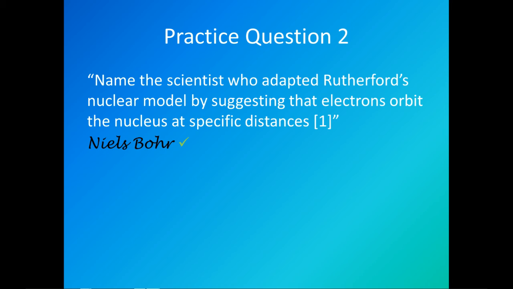And for the second part, name the scientist who adapted Rutherford's nuclear model by suggesting that electrons orbit the nucleus at specific distances, and that was Niels Bohr. And you will get away with just putting the surname, just putting Bohr. And generally with the spelling, do try and get it right, but if you get it wrong but the examiner can tell what you were trying to say, then you should still get the mark in science.